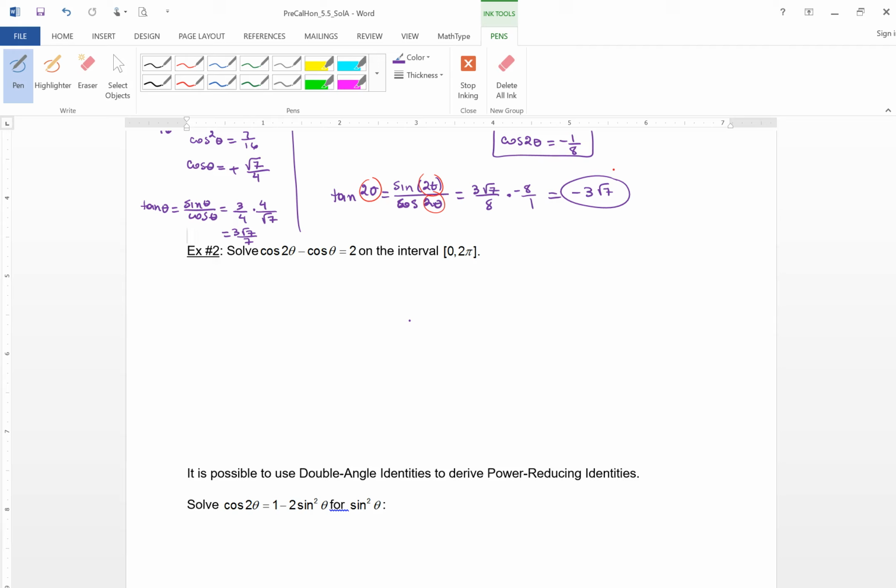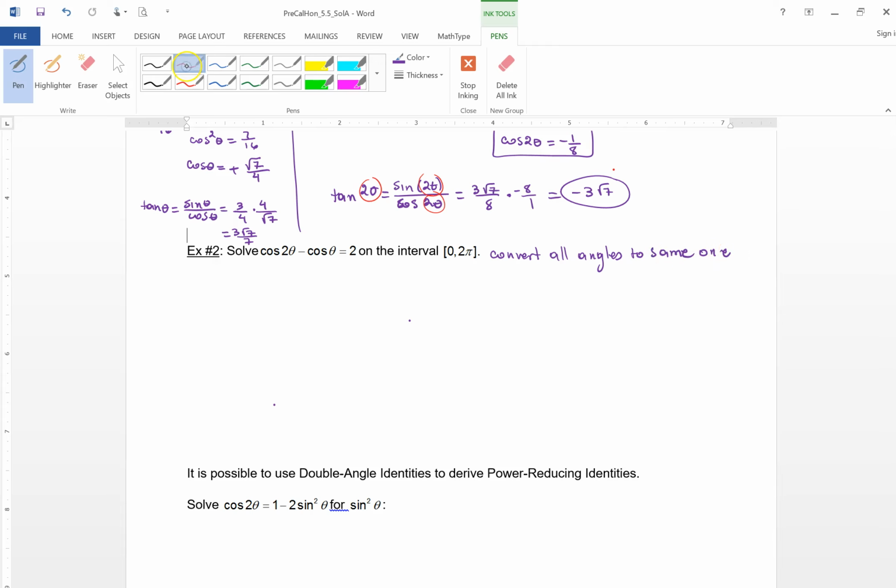Just like we don't like to mix different trig functions when solving an equation, similarly, we want our angles to be consistent. I can't have 2 theta and theta in one equation. Okay? So we have to convert all angles to the same one.